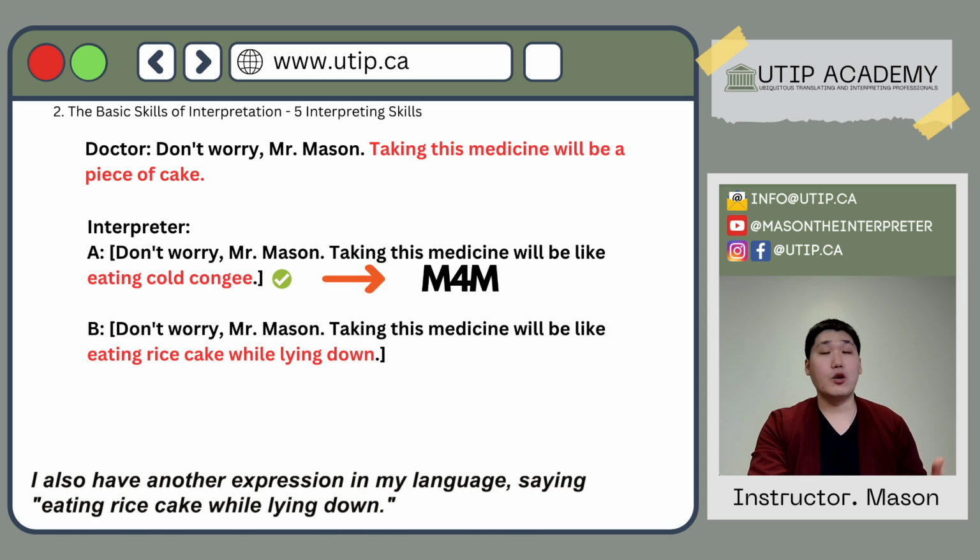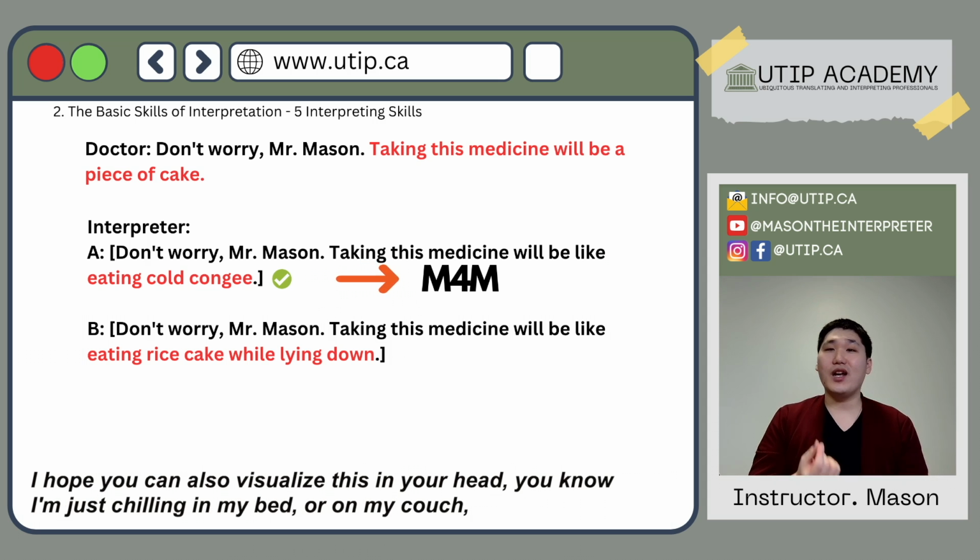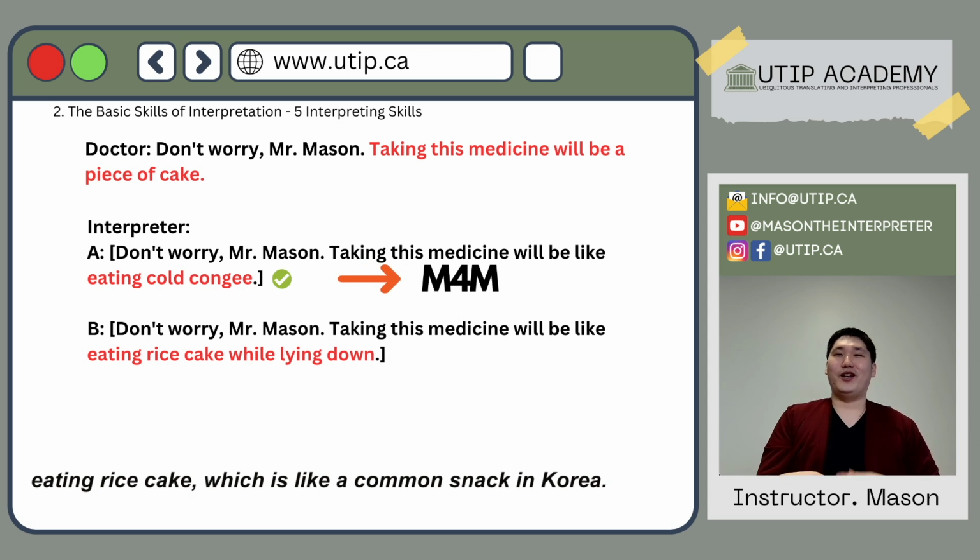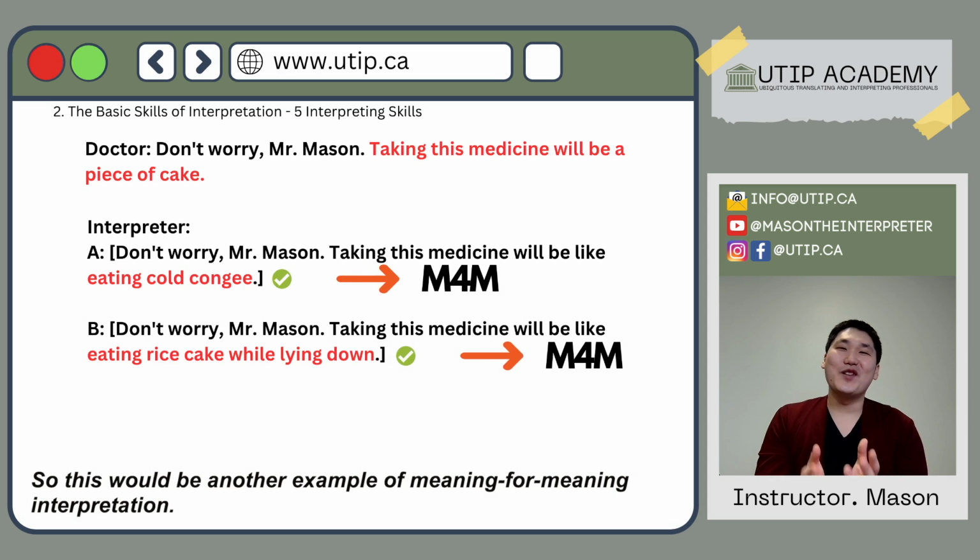I also have another expression in my language saying eating rice cake while laying down. I hope you can also visualize this in your head. You know, I'm just chilling in my bed on my couch eating rice cake, which is like a common snack in Korea. So this would be another example of meaning for meaning interpretation.